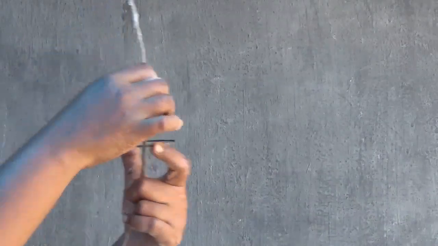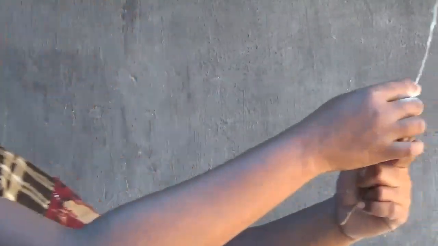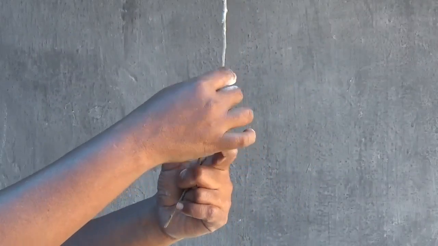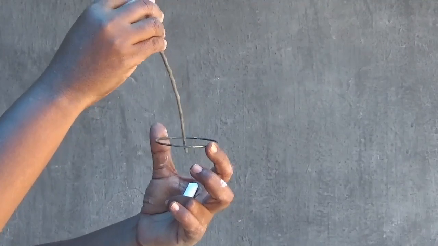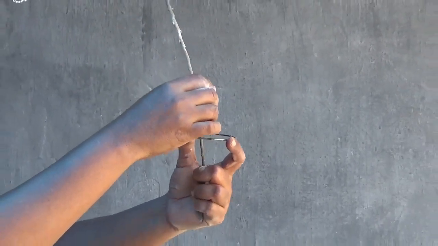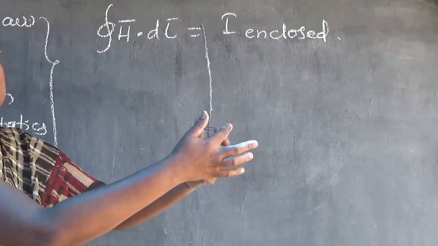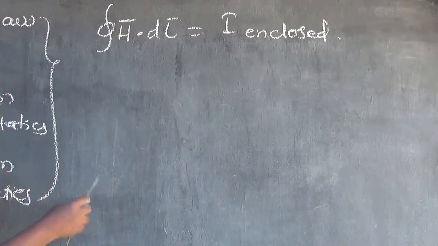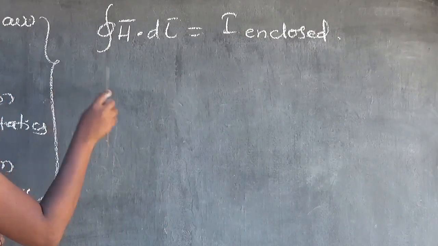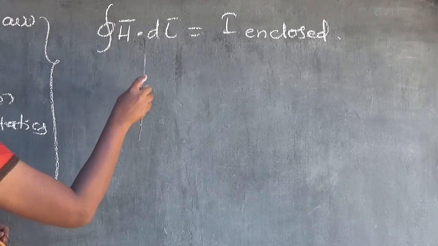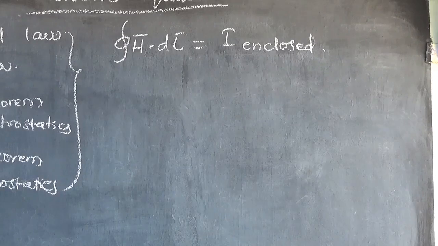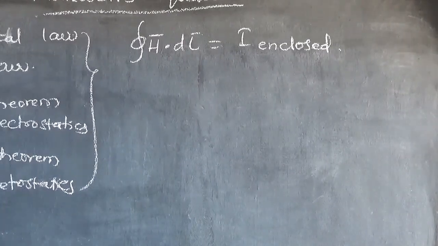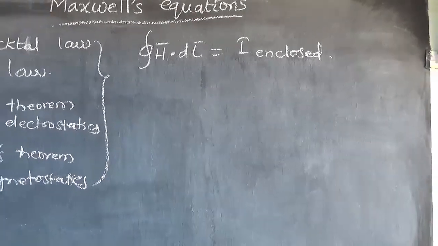You have to remember one thing, that the circuit which we are taking should enclose the current carrying conductor completely. Then only, by Ampere's circuital law, the integral of h bar dot dl bar will be given as I enclosed, that is the current flowing through the enclosed conductor.